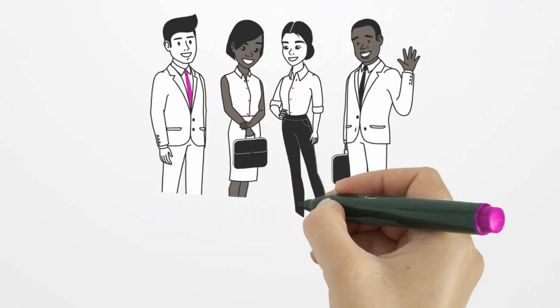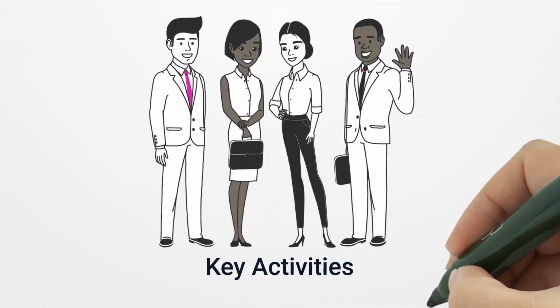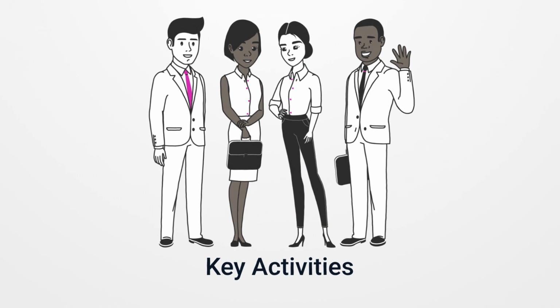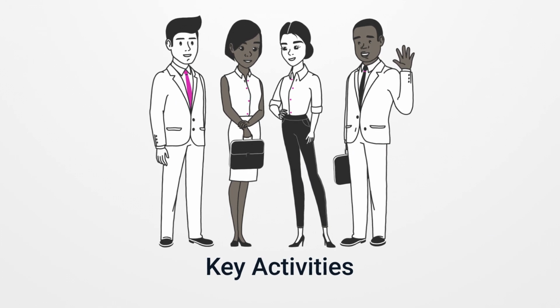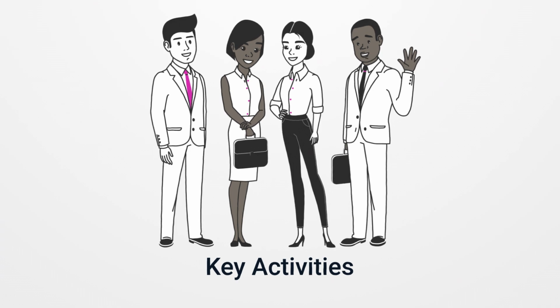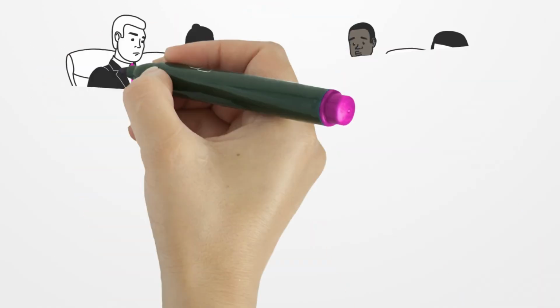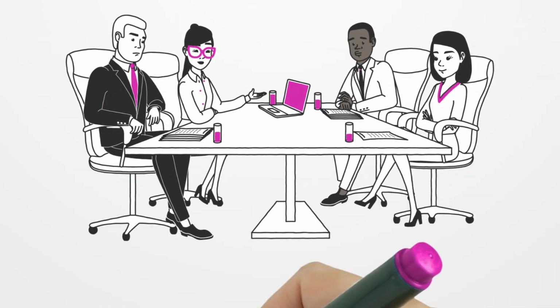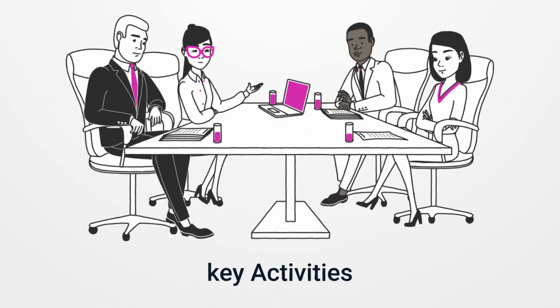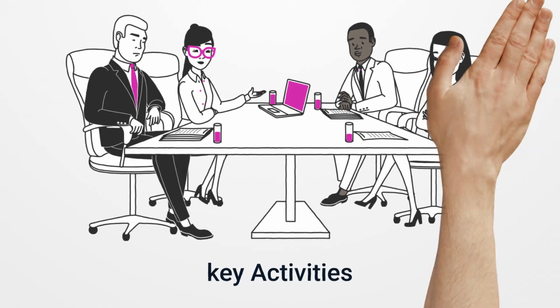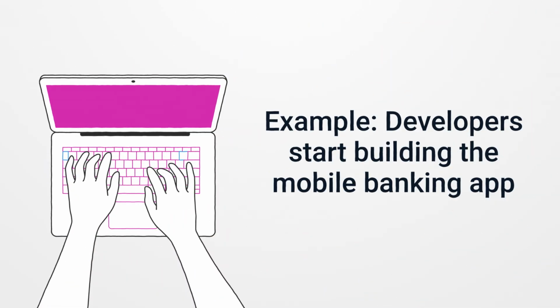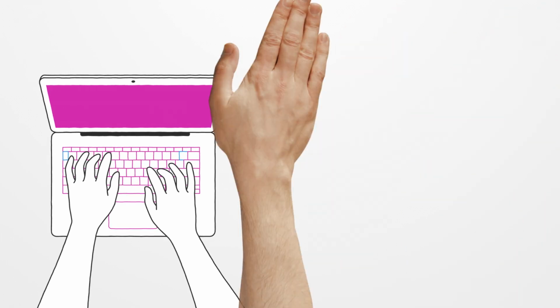Key activities. 1. Allocating resources and assigning tasks. 2. Coordinating team activities and ensuring communication. 3. Developing and testing the product, service. 4. Managing stakeholder expectations. 5. Conducting regular team meetings and updates. 6. Addressing challenges and roadblocks. Example: developers start building the mobile banking app, designers create the user interface, and testers ensure functionality.